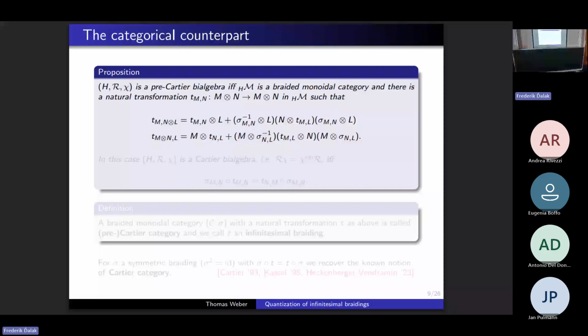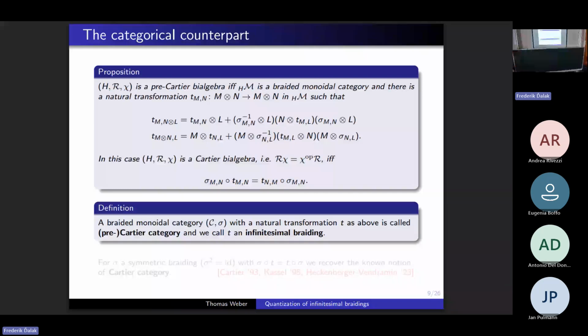And if, in addition, it's a Cartier bialgebra, so if R chi equals chi of R, then we see that this reflects the fact that the braiding would commute with the infinitesimal braiding. I didn't say that T is the infinitesimal braiding, but that's not the definition. So we simply make this proposition into a definition, and we say that a braided monoidal category with a natural transformation T satisfying all of this is called a pre-Cartier category, and we call T the infinitesimal braiding.